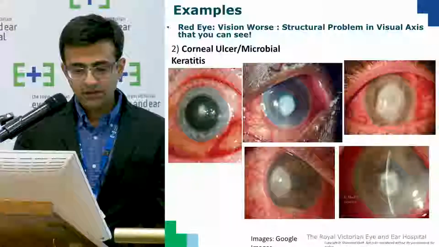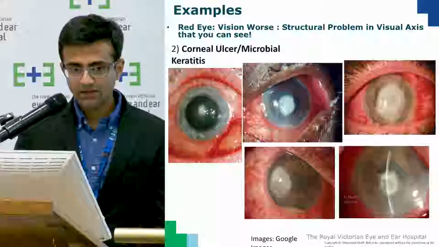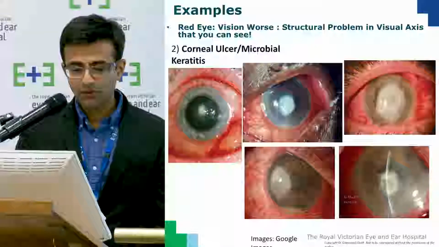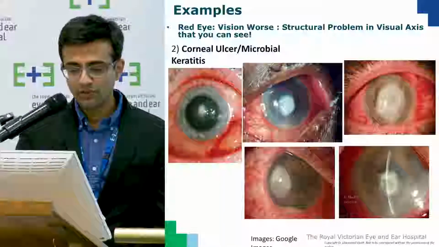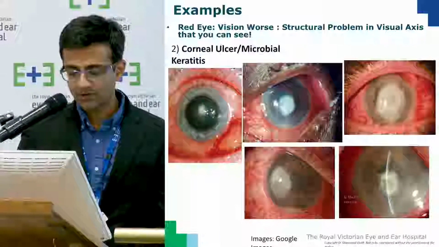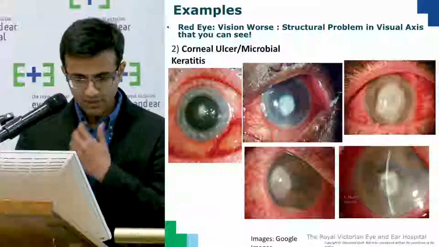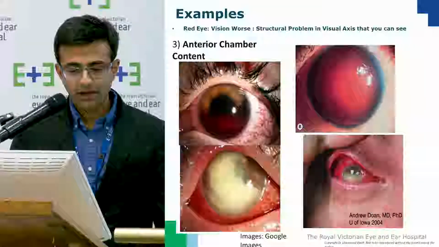Other things in the center of the visual axis that can cause a red eye with poor vision are corneal opacities, ulcers. These are things that you need to refer onto us because they need intensive antibiotics. So it could be small, medium, large, or a bit eccentric, encroaching on the visual axis. These are just examples of corneal ulcers or opacities. Just going from front to back again.